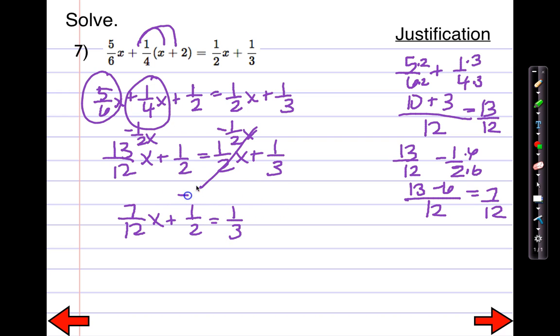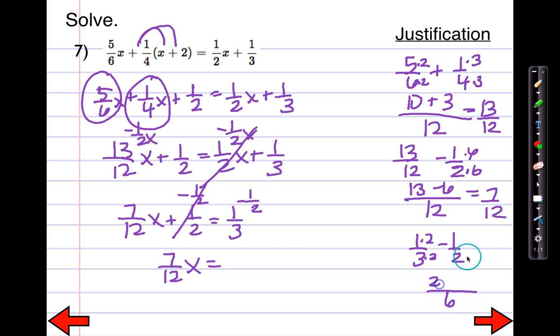I'm going to isolate my constant over to one side by subtracting 1/2, leaving me with 7/12 x equals, more side work, 1/3 minus 1/2. The lowest common multiple is going to be a 6, so I'm going to have to multiply by 2 here, multiply by 3 here, leaving me with -1/6. Now, again, you can divide by the coefficient, or you can multiply by the reciprocal of the coefficient.